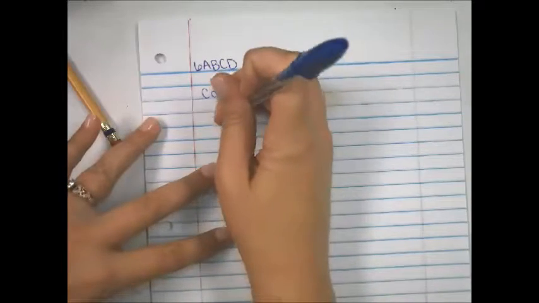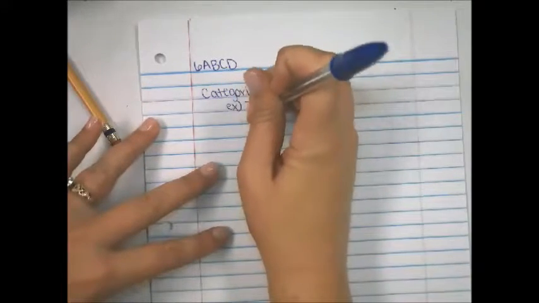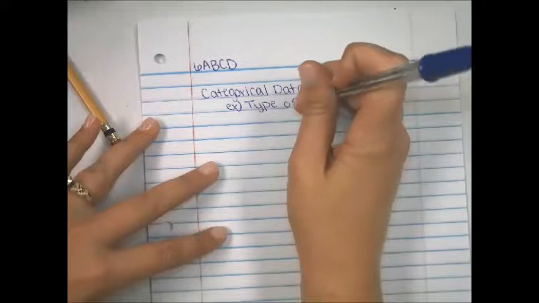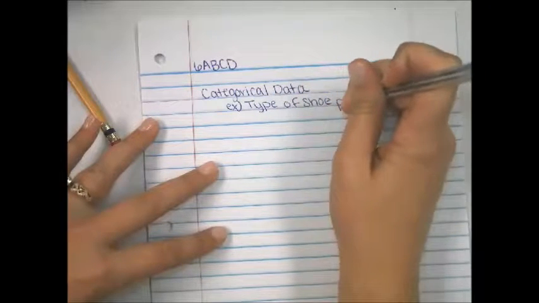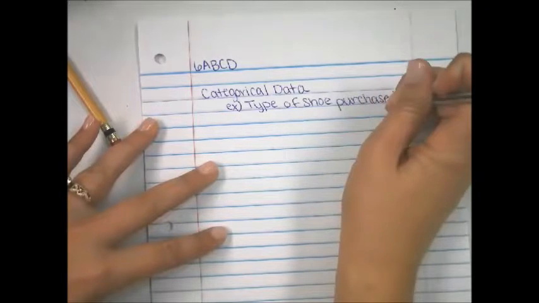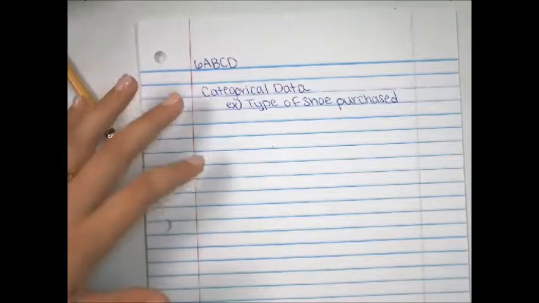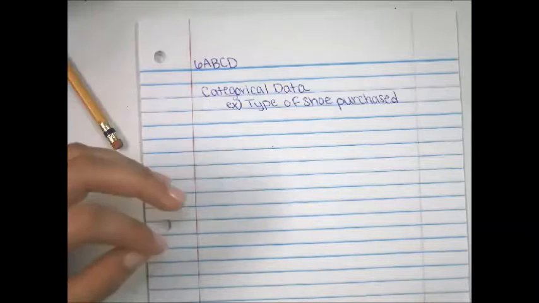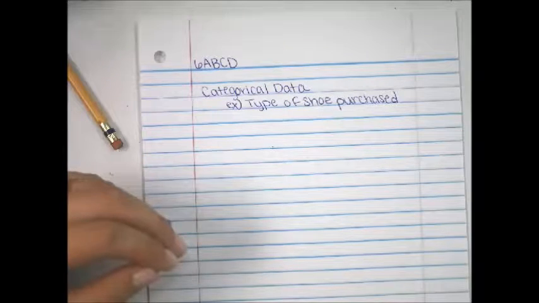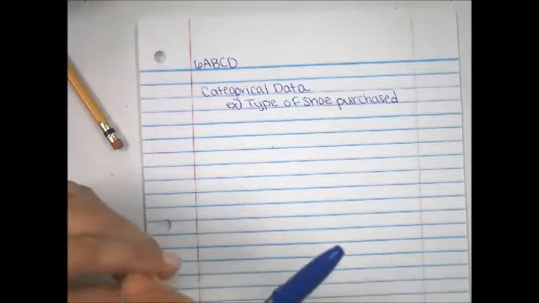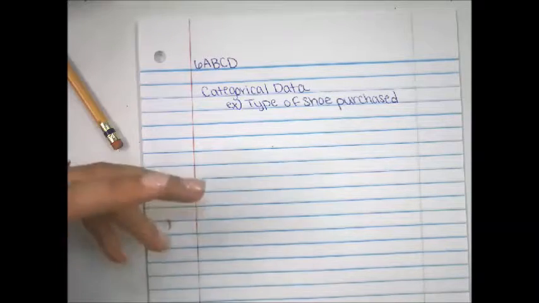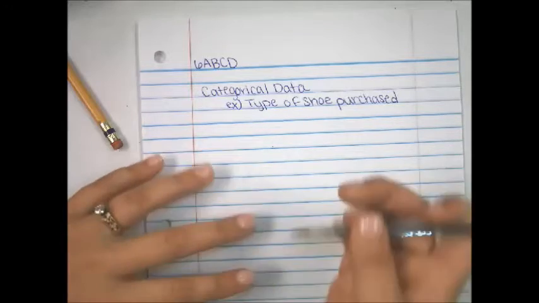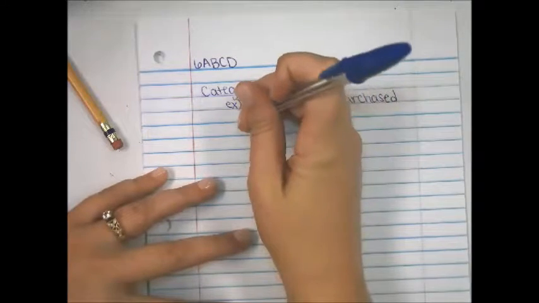Some examples of categorical data are going to be type of shoe purchased. If we're a shoe store and we're trying to analyze who's buying what types of shoes, we might look at what type of people are buying high heels or tennis shoes. Or on average, this store sells mostly tennis shoes, where a different store sells mostly dress shoes. And so we're trying to figure out what kind of shoes to stock.